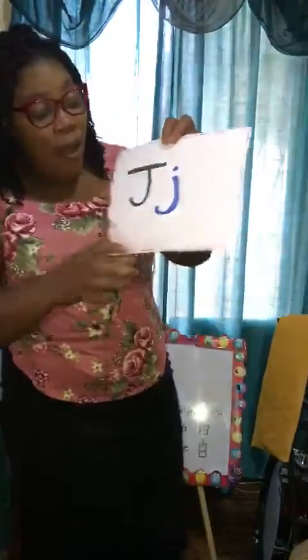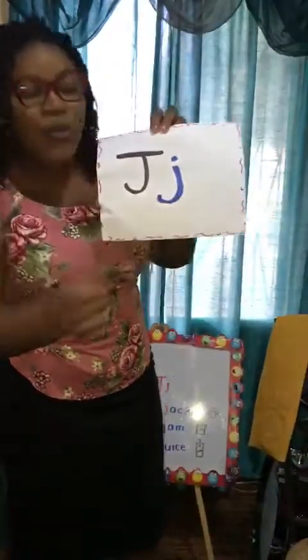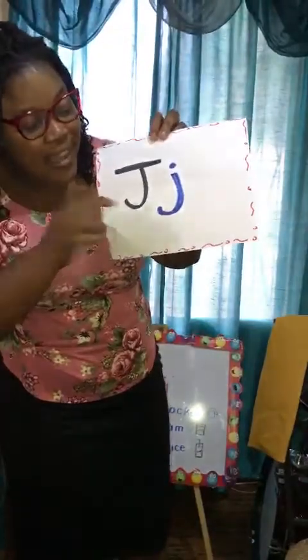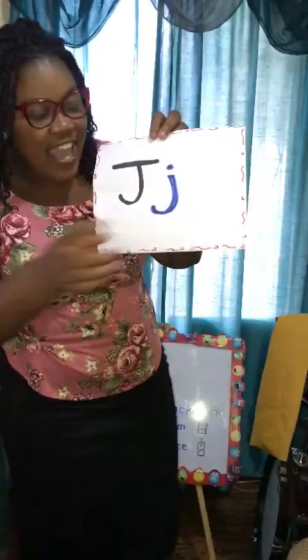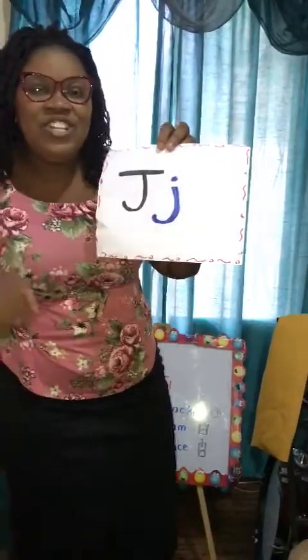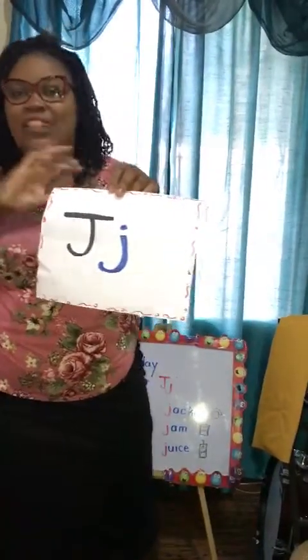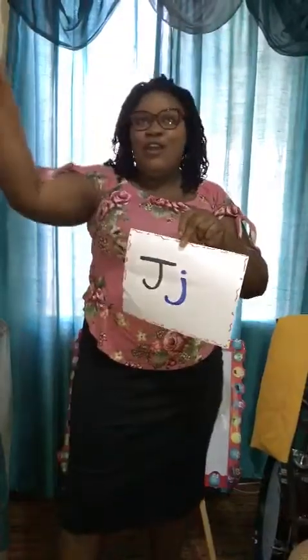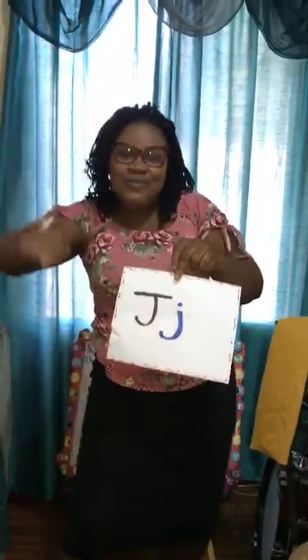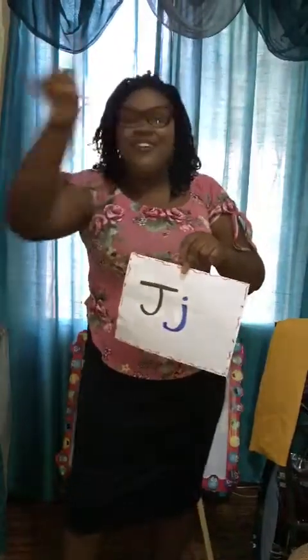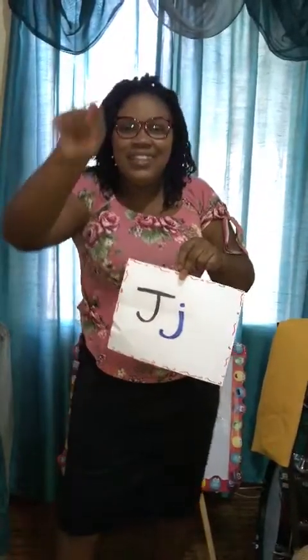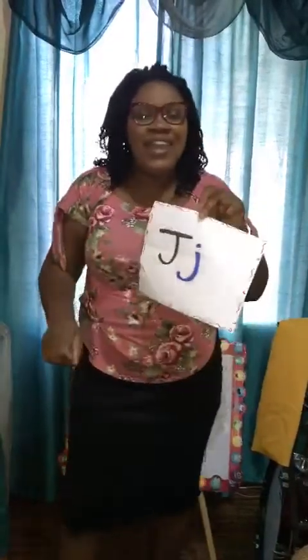So we're going to look for uppercase J and lowercase j. Uppercase J, or the capital J, and lowercase j, the common J. Put your finger in the air. We're going to form some uppercase and lowercase J's. Let's go. Across, get in the middle. Hook it like that. Let's go. Across, go in the middle. Down and hook it. Uppercase J.